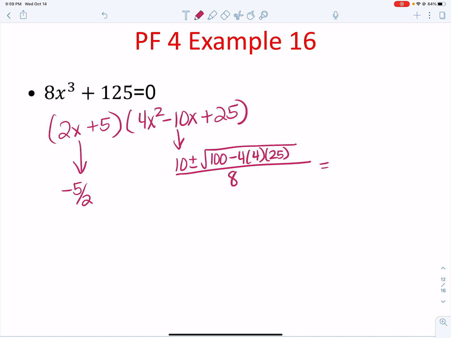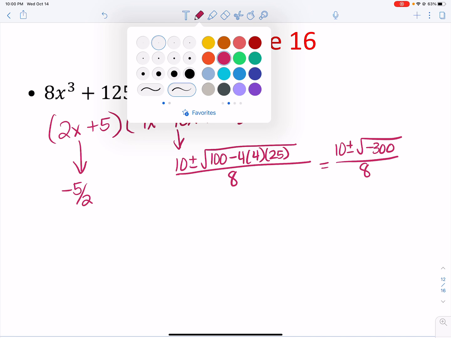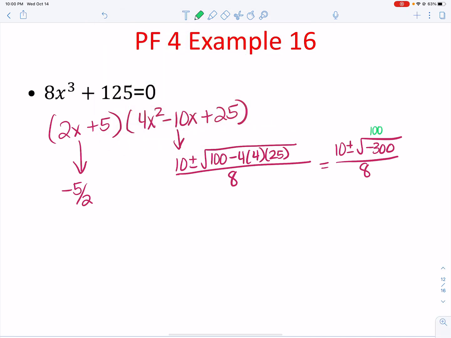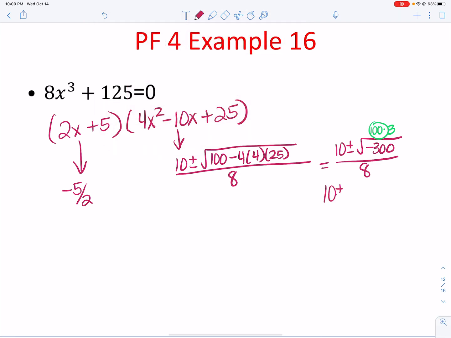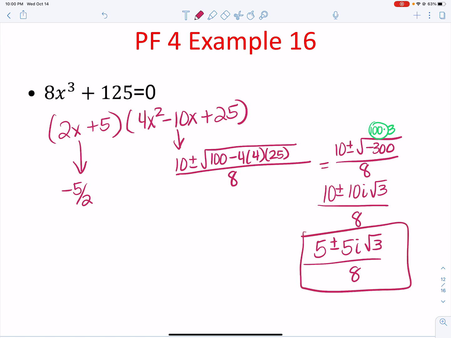So let's see, inside of here, that would be 100 times 4 is 400. So you'd have 100 minus 400. So that would be a negative 300. Okay, I could split this up by saying 100 times 3. And the square root of 100 is 10. So this is going to be plus or minus, and it's going to be 10i root 3 over 8. And then I can divide everything outside by 2. So 5 plus or minus 5i root 3 over 8. That would be your correct answer using the quadratic formula.